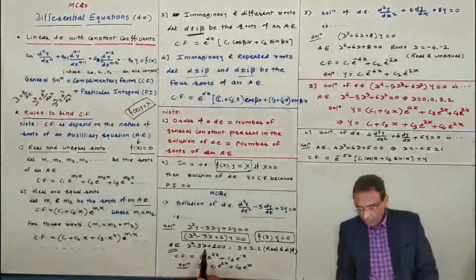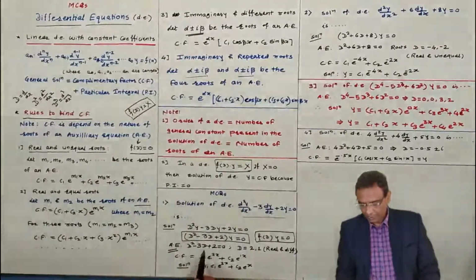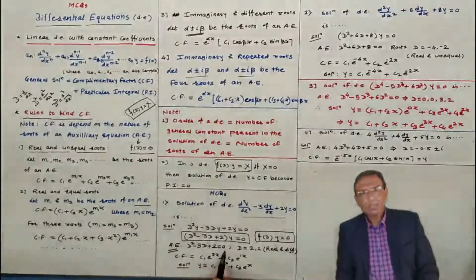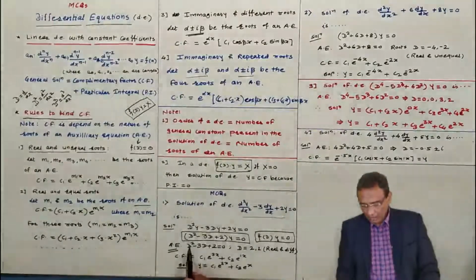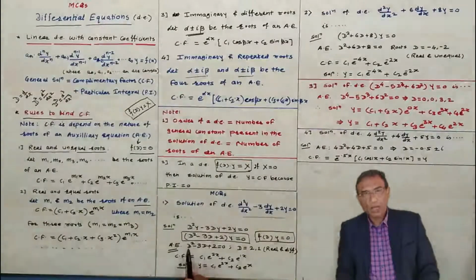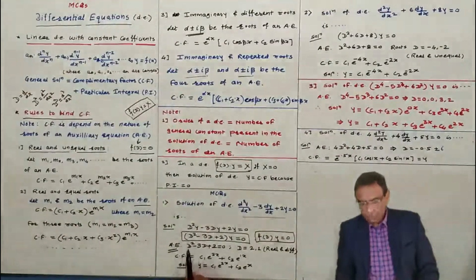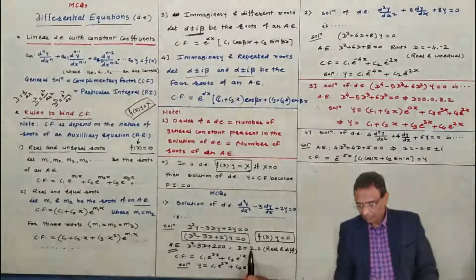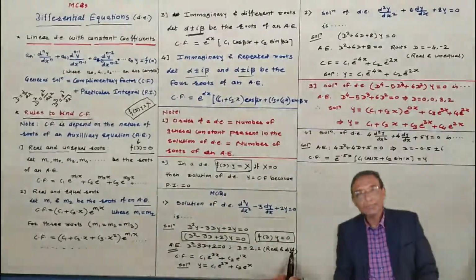And try to find the roots of the auxiliary equation, means the values of D you will get. And this is an algebraic equation now. What is the degree of this? It is 2. The highest power of D is 2, means 2 values of D you will get. The values of D are what? 2 and 1. And these 2 and 1 are real and different roots.